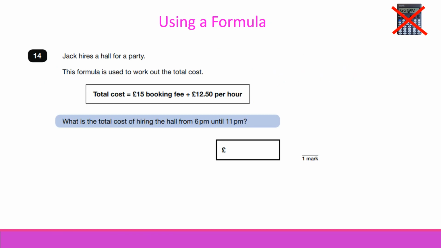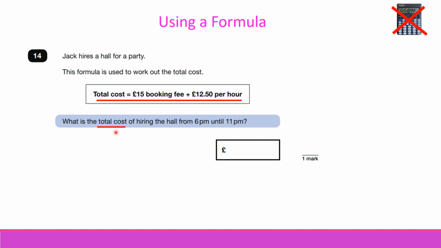This is a question using a formula. Now the key words in the question are that you've been given this formula here. This is the key bits of information you need, that the total cost is equal to £15 for the booking fee plus £12.50 per hour. So that means for every hour you have the hall for this party, it's going to cost you £12.50. And for the privilege of just using the hall, it's going to cost you £15 booking fee. That will give you the total cost.